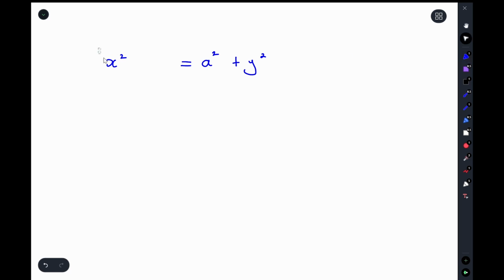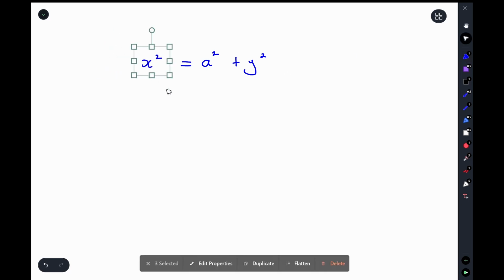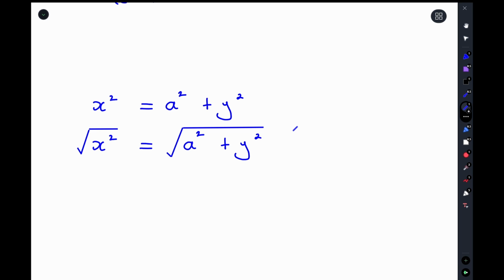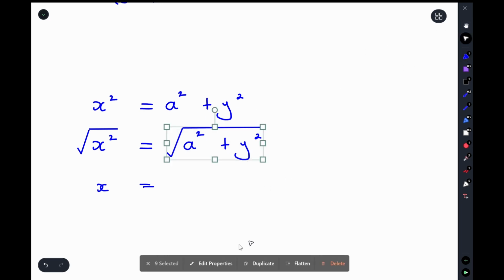Now, we want our subject of the formula to be x, not x squared. So we want to remove the index. So what we're going to do now is find the square root of both sides. And this will remove the square from the x term. The square root of x squared would be x. And the square root of a squared plus y squared cannot be simplified further. So this will be the same thing.